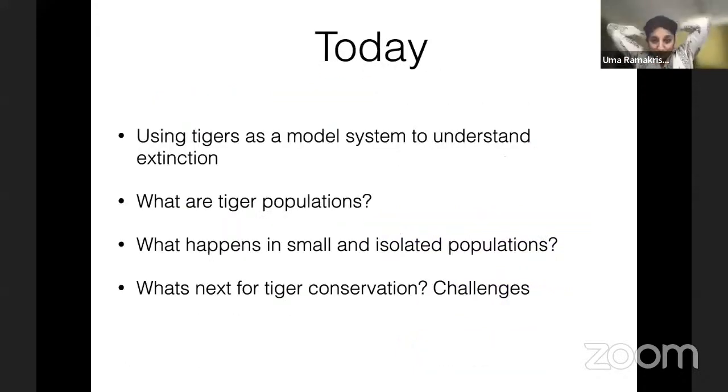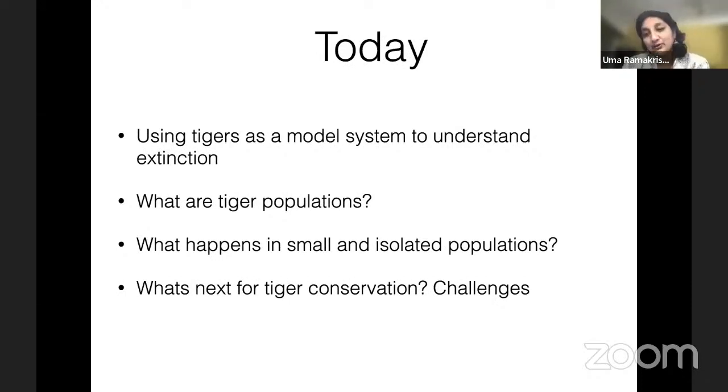So what I'm going to talk to you about today is mainly tigers. But I argue, just as many of you work in the biomedical sciences and use your systems to study something general, species like tigers are models to study extinction. Of course, they live in the wild and not in the lab, but basically we can use them to understand more about extinction. But to do that, we have to first define what the populations are, how small they are, how big they are, how connected they are, right? And then we can ask more specific questions about extinction in these small and isolated populations.